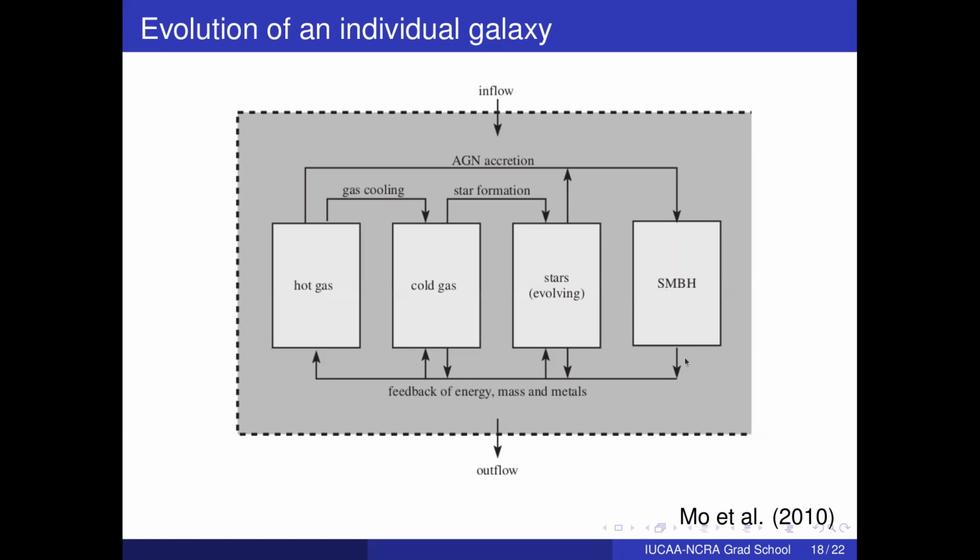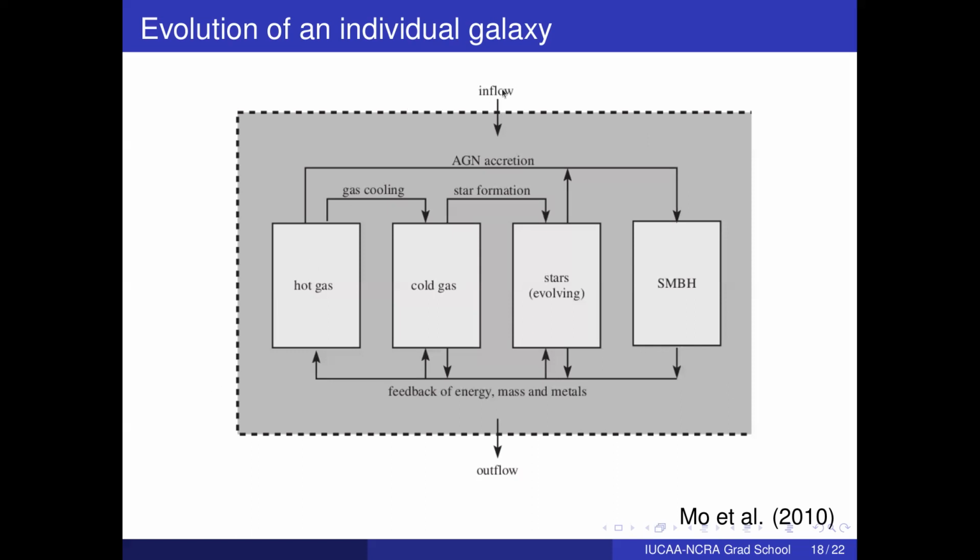AGN accretion will also have feedback. So on this side are all the feedback processes: feedback of energy, feedback of mass, feedback of metals. All of these are happening with all the components of the galaxy. If the AGN goes off, it will lead to feedback of metal-rich gas, feedback of energy and so on. And obviously, this whole thing is not a closed box.